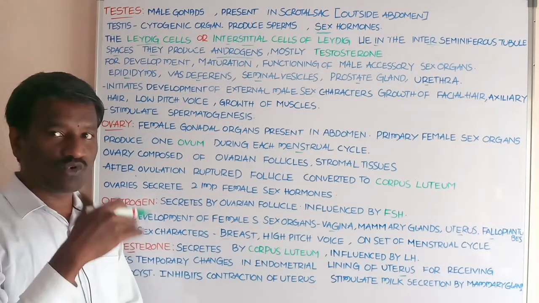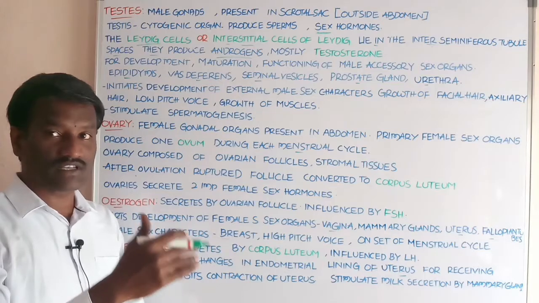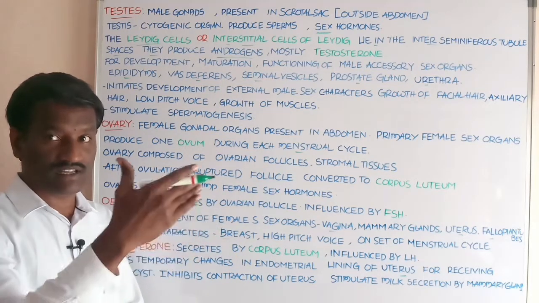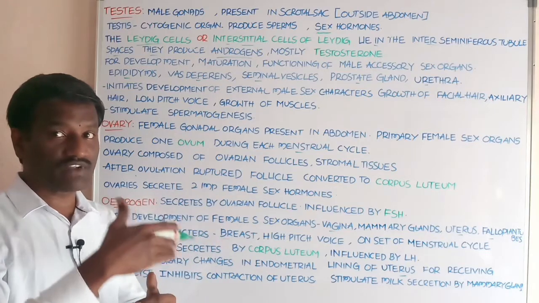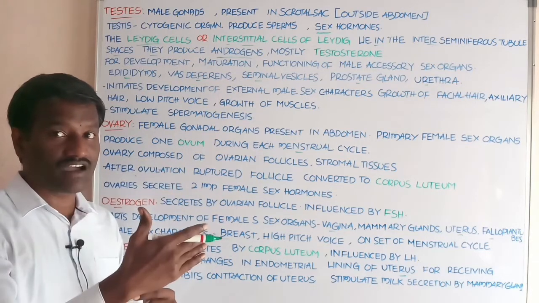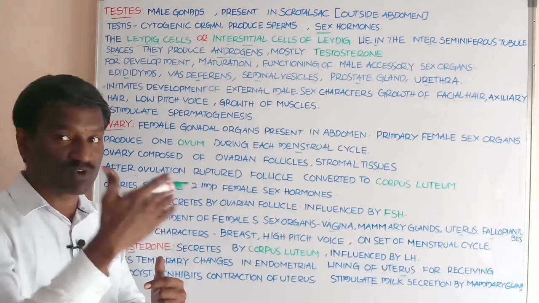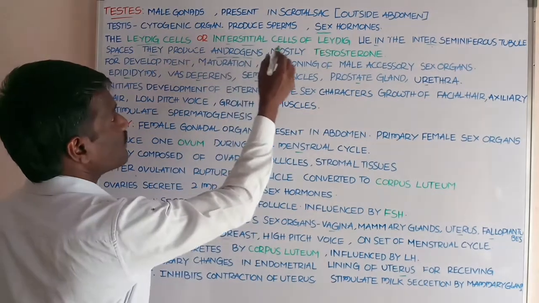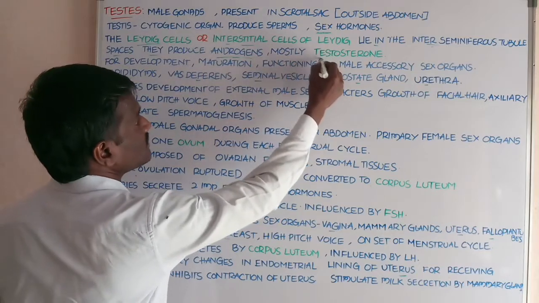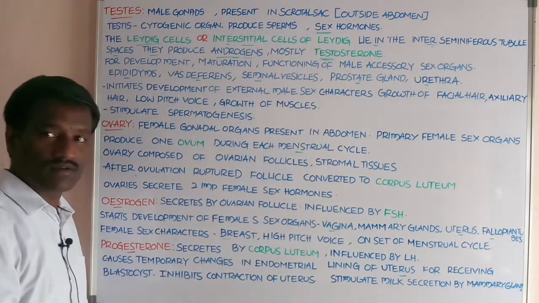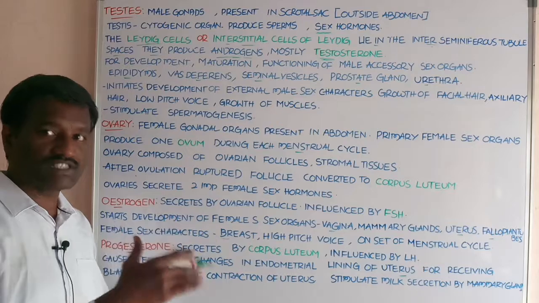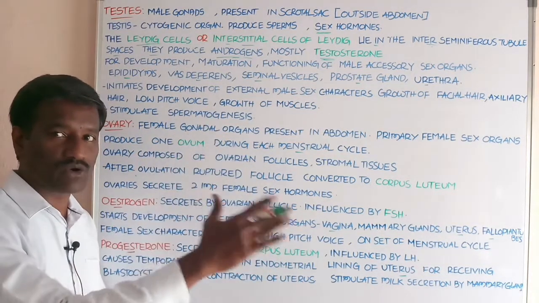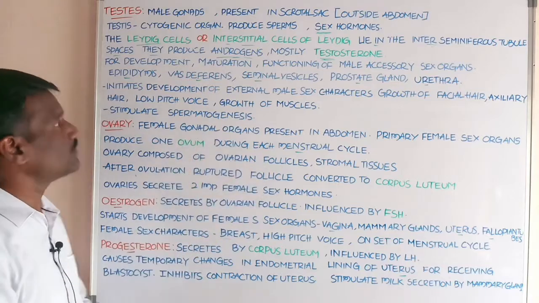Which is the most important androgen produced by the testes? The Leydig cells, present in the interseminiferous tubule spaces of the testes, produce androgens. The main androgen is testosterone. Testes produce testosterone, the male androgen, a steroid hormone.